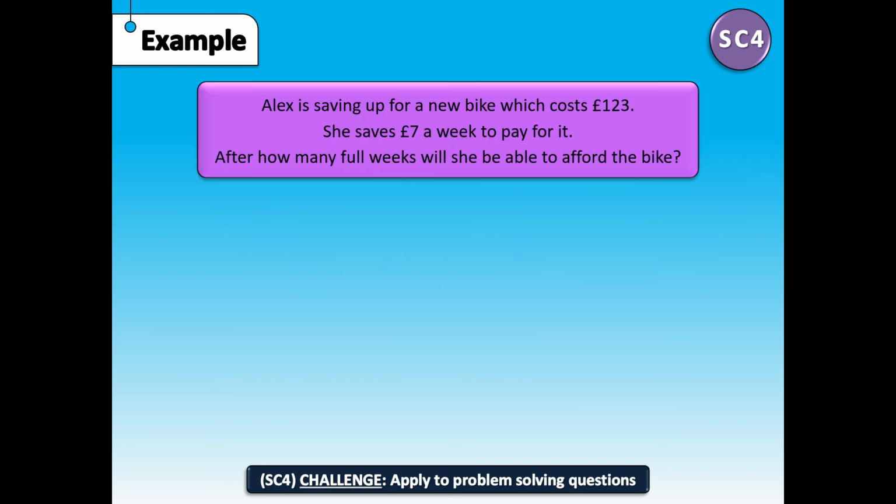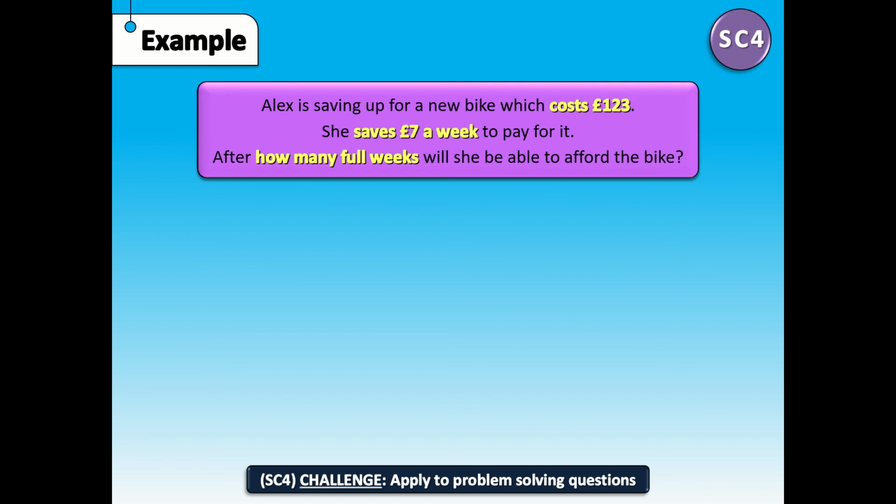Here's another example. Alex is saving up for a new bike which costs £123. She saves £7 a week to pay for it. After how many full weeks will she be able to afford the bike? So for this question, if we highlight the key information to help us out, we do 123 divided by 7 to work out how many weeks.